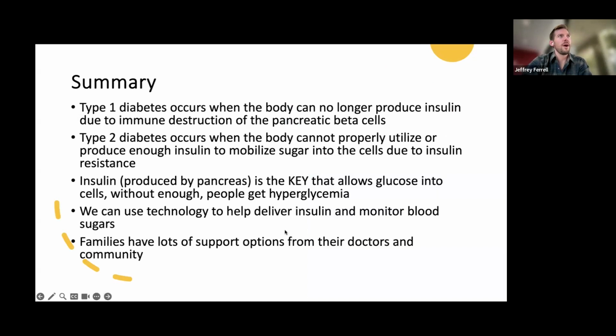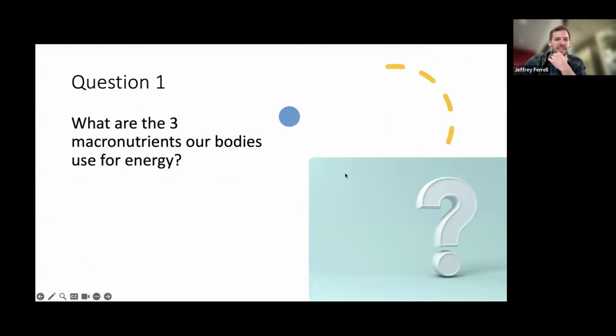All right, we had some questions we wanted to go through if people are amenable. Otherwise, actually, I wanted to see, are there any questions in the chat? No? Okay. So, question 1, what are the 3 macronutrients our body uses for energy?